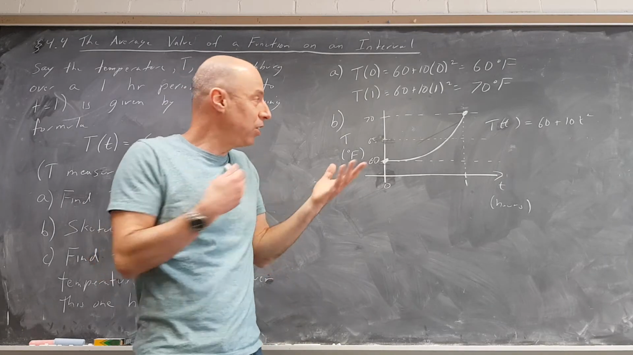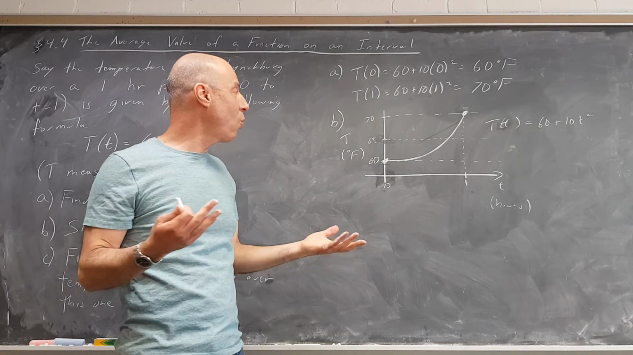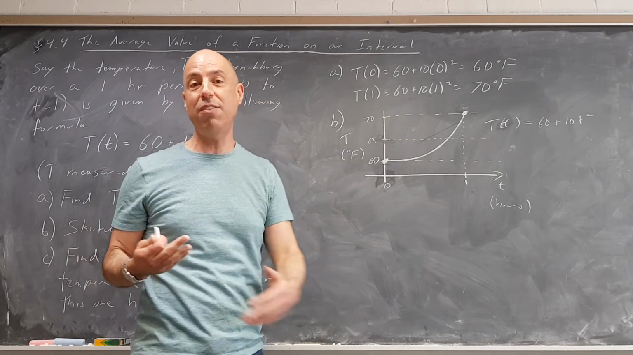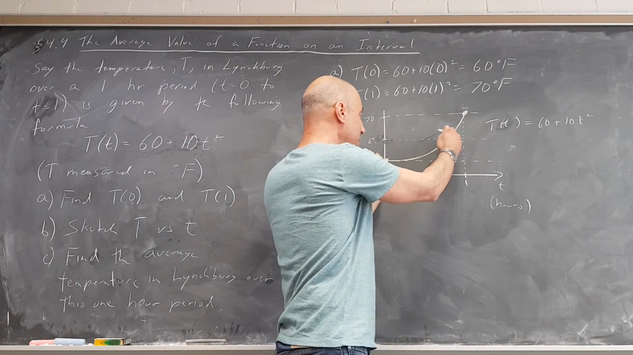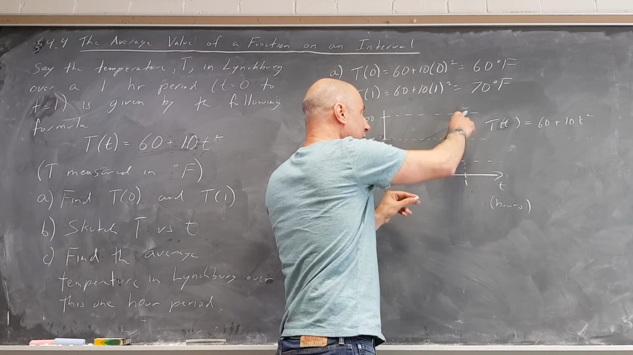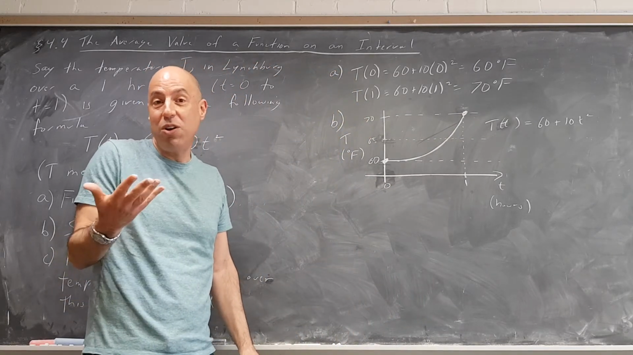And again, hopefully looking at this picture, most of you would say that the average temperature in Lynchburg over this 1 hour period is actually below 65, because the temperature spends most of its time below 65 and only a little bit above 65. I hope that is what you're thinking naturally.